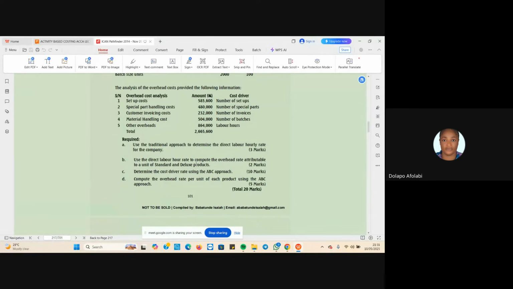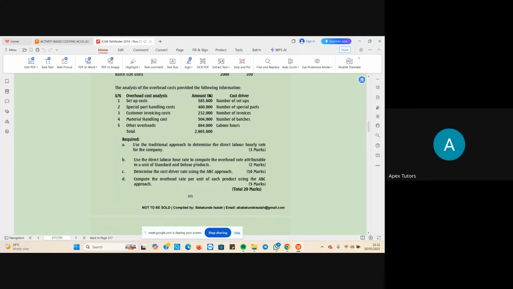Required: A, using the traditional approach to determine the direct labor hour rate for the company. B, using the direct labor hour rate to compute the overhead rate attributable to unit standard and deluxe products. C, determine the cost driver rate using the ABC approach. D, the overhead rate per unit of each product using the ABC approach. Thank you, sir. All right.